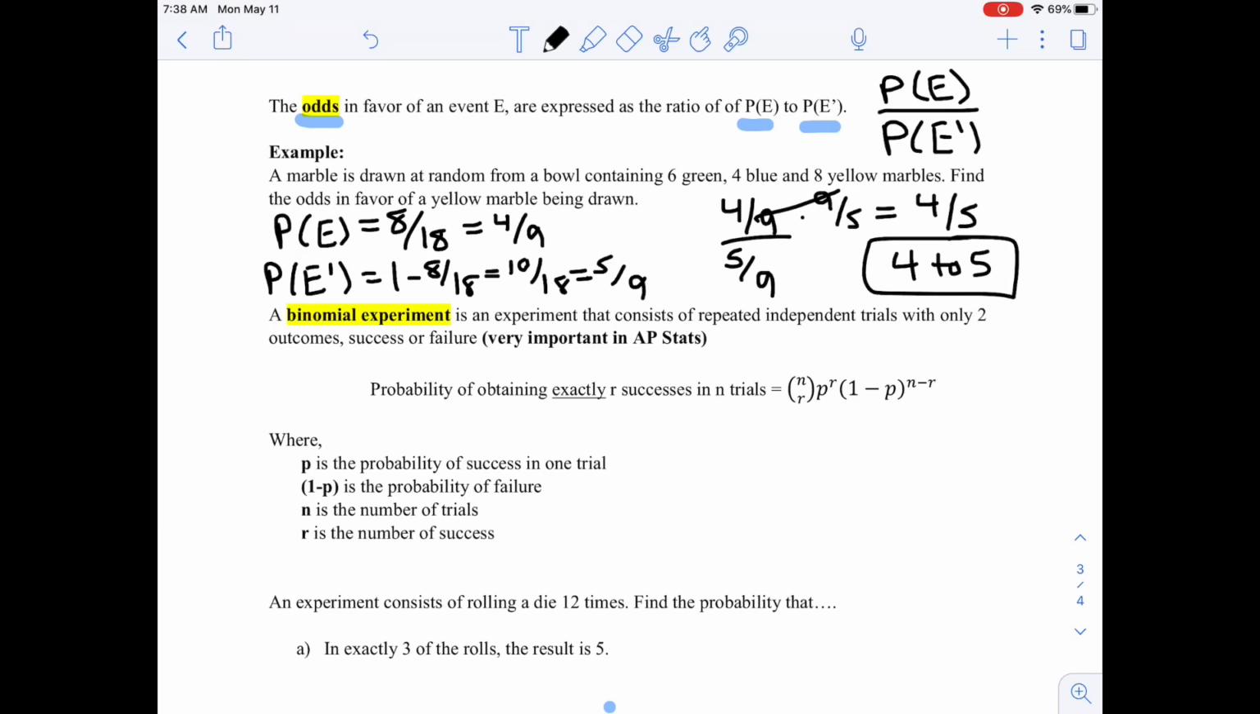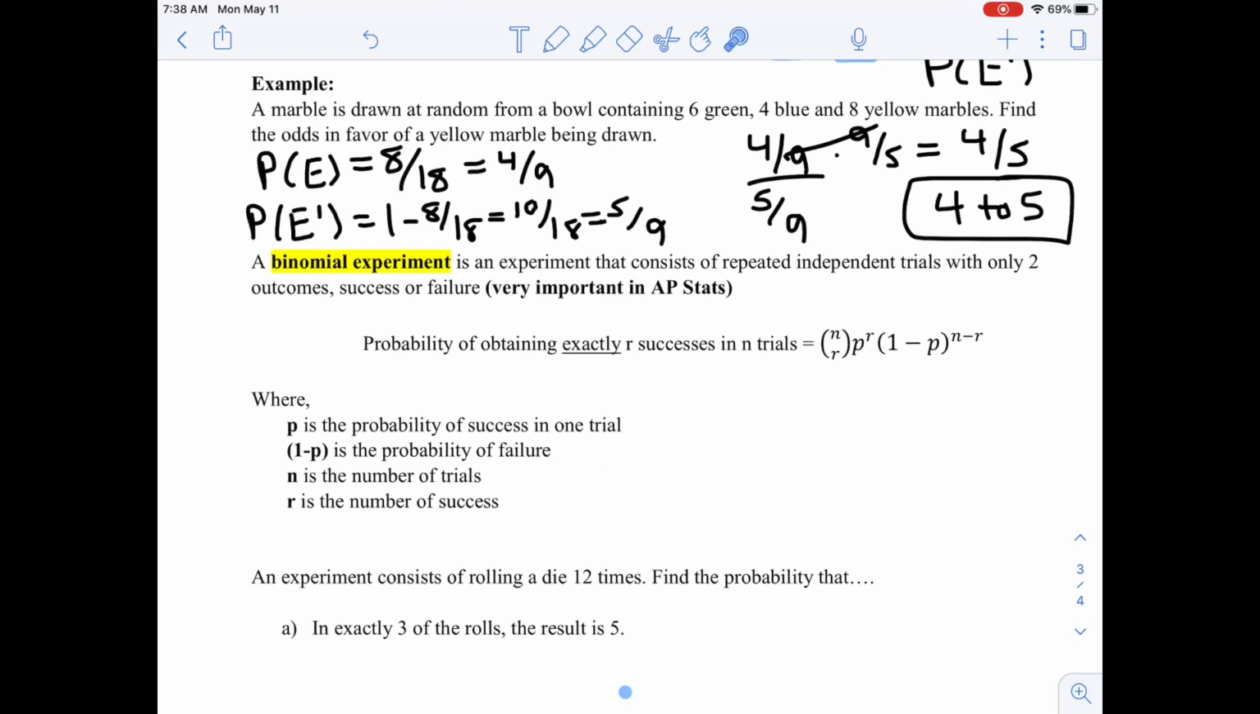The last problem here, and this one plays one of the biggest roles in AP Stats, is the binomial experiment. A binomial experiment consists of repeated trials where there's only 2 outcomes that can happen, and that's the part that students struggle with. There may be more than 2 outcomes, but it's what you are looking at.